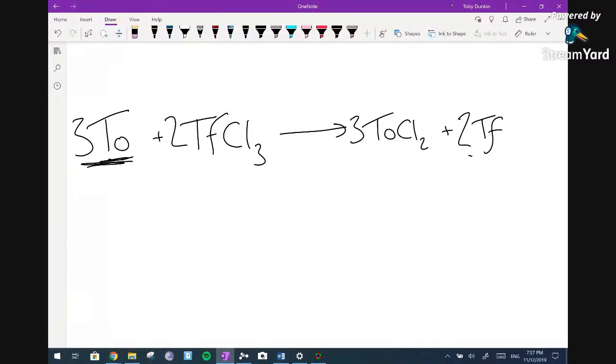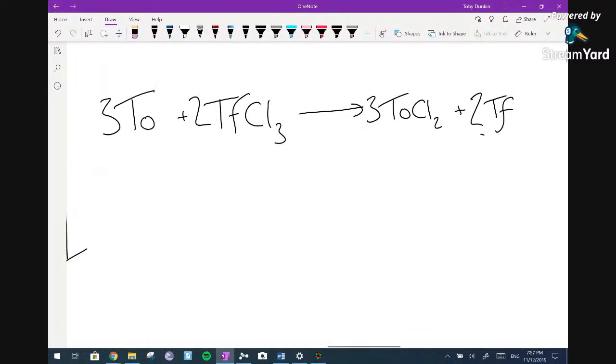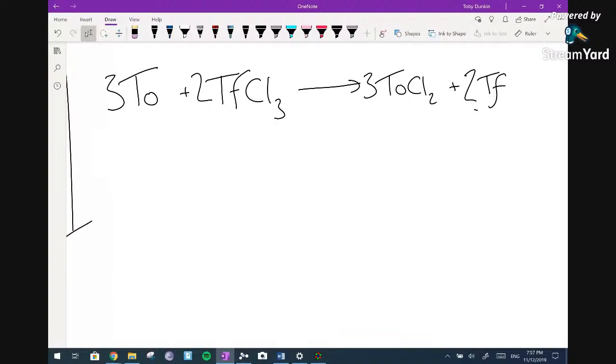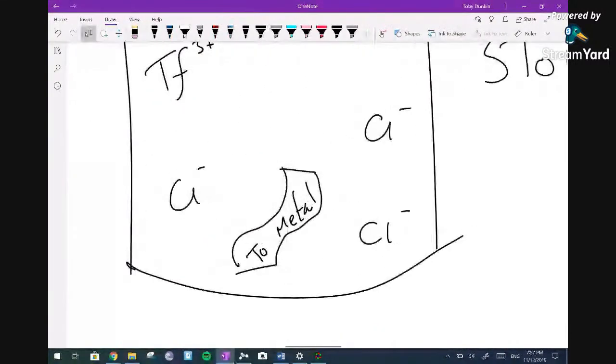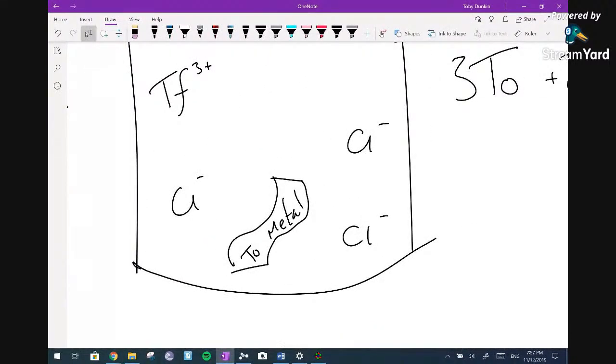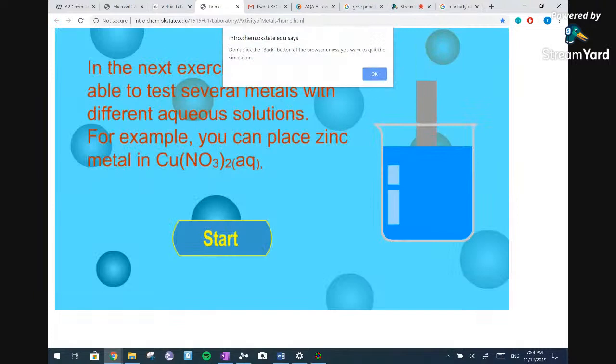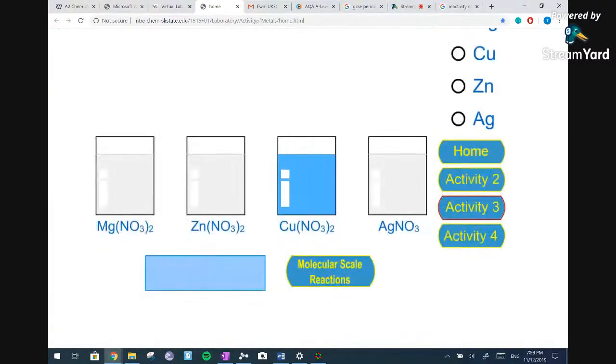We know that that's what's going to happen. We already decided this. But in reality, what's happening? In reality, the chloride ions are doing nothing. Let me show you it in terms of my activity. So, click on that one, activity 1.